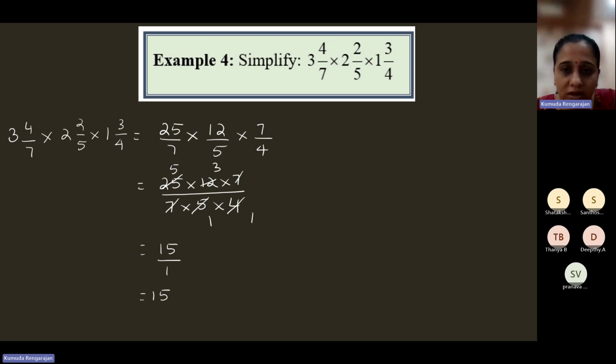Remember, you have to take one number from the numerator, one number from the denominator, and reduce them, simplify them using a common factor. You cannot take both the numbers from the numerator and simplify them, or both the numbers from the denominator. It's not like that. One number from the numerator, one number from the denominator, and cancel them using a common factor.